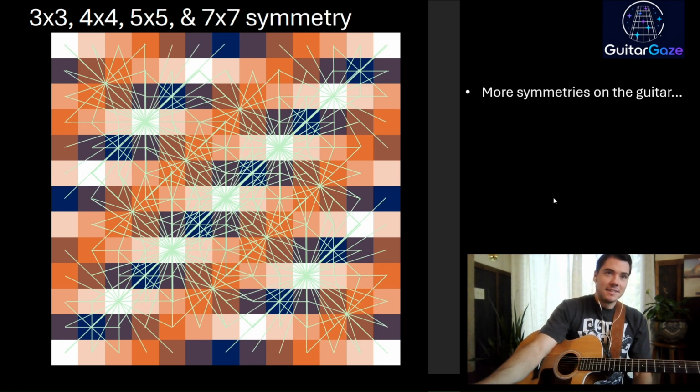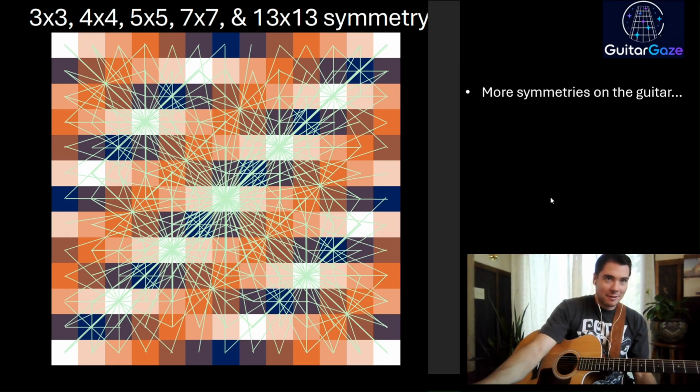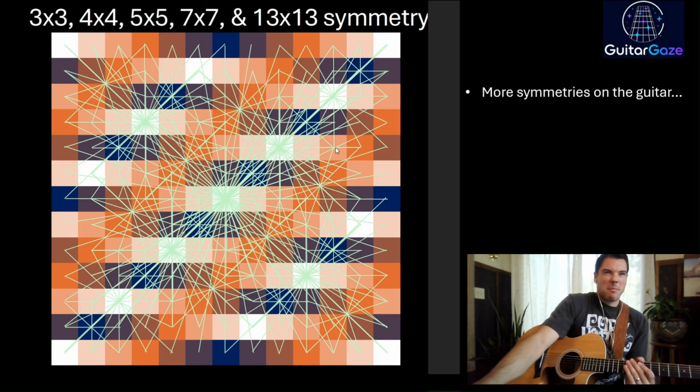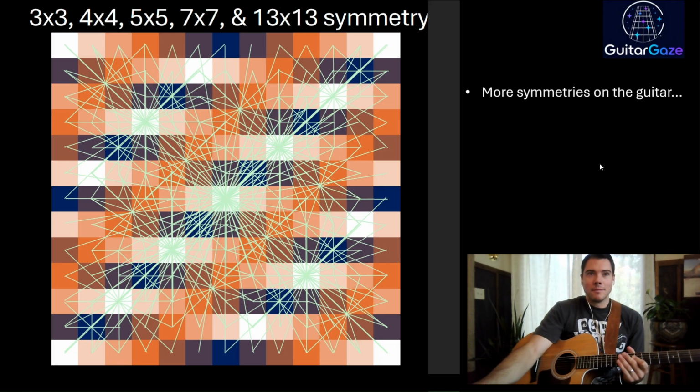If you add 7 by 7 on top of that and 13 by 13 on top of that, that's not practical. Nobody can think about that many different points at once. If you did, you'd probably understand how the universe was created.